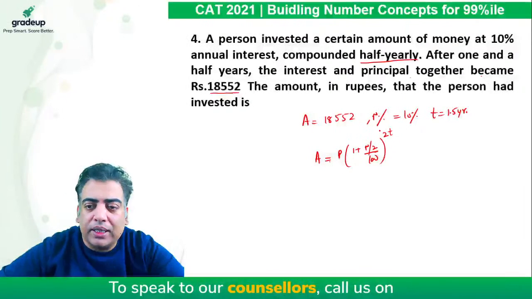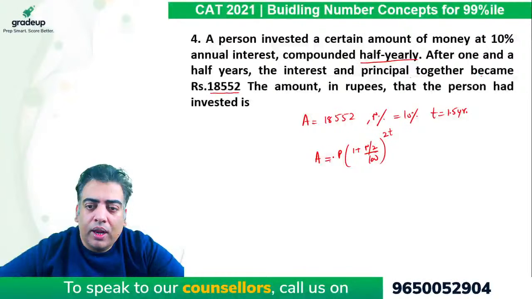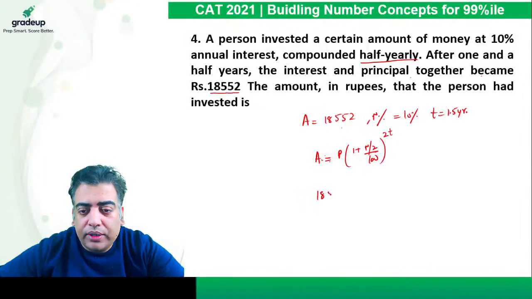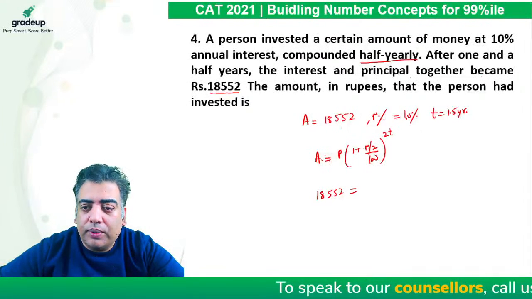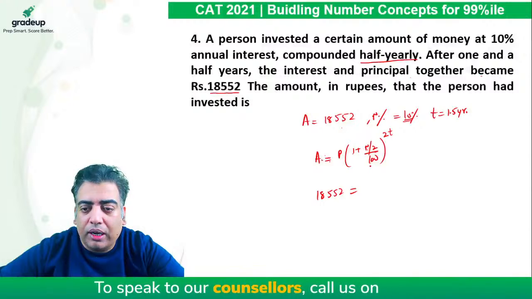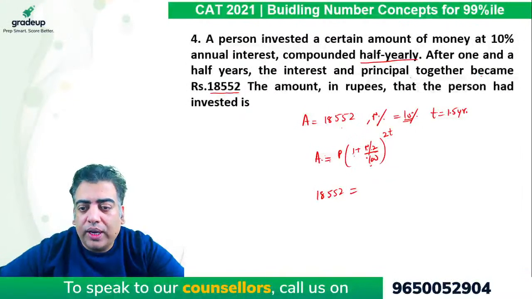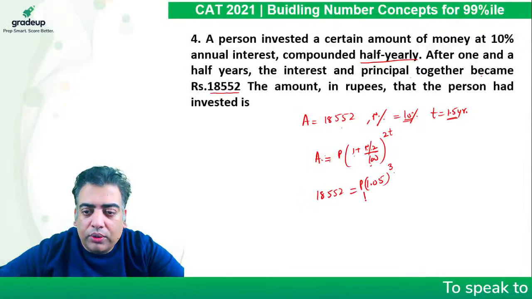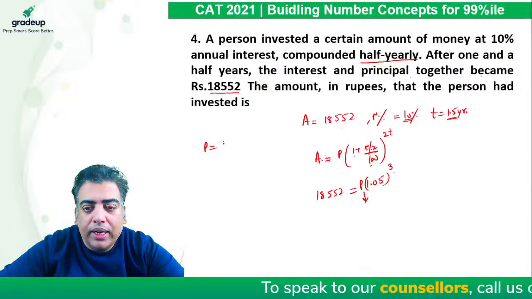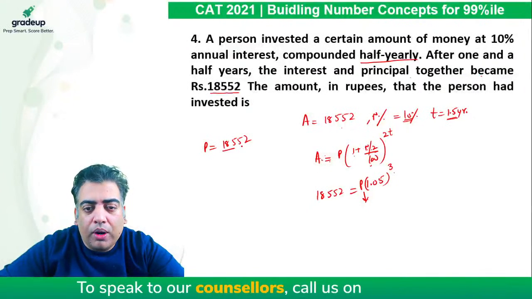So it was a very basic formula driven question. We just need to put the values in the formula and solve. So A is 18,552. So 1 plus R by 2. So R by 2 will be half of 10, which is 5. And 5 upon 100 is 0.05. So 1.05 raised to power 2t. So double of 1.5 will be 3. And in the question, we are required to find the value of P, which comes out to be 18,552 upon 1.05 whole cube.